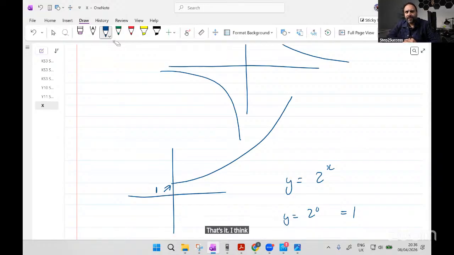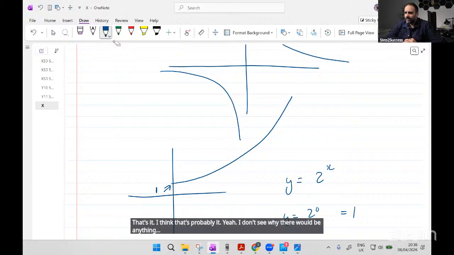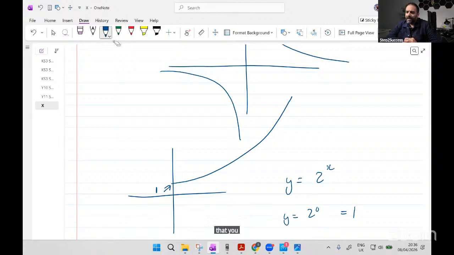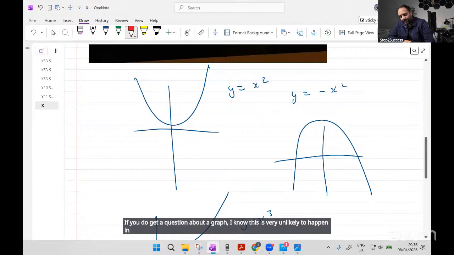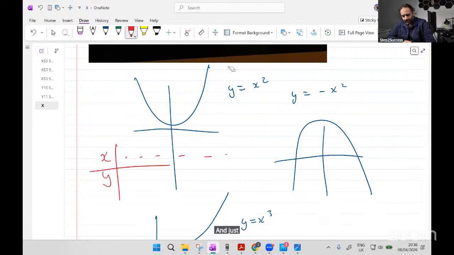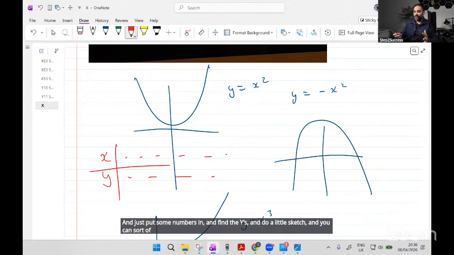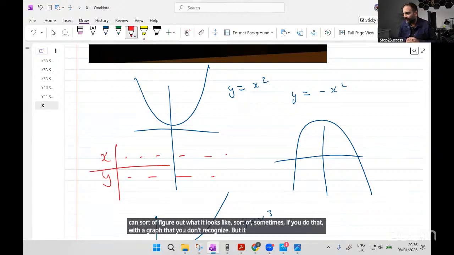I don't see why there would be anything else that you would need to worry about. But also, if you do get a question about a graph, I know this is very unlikely to happen in an exam, you could make one of those little tables of values and put some numbers in, find the y's and do a little sketch. You can sometimes figure out what it looks like if you do that with a graph that you don't recognize. But it's a rarity for you to worry about.